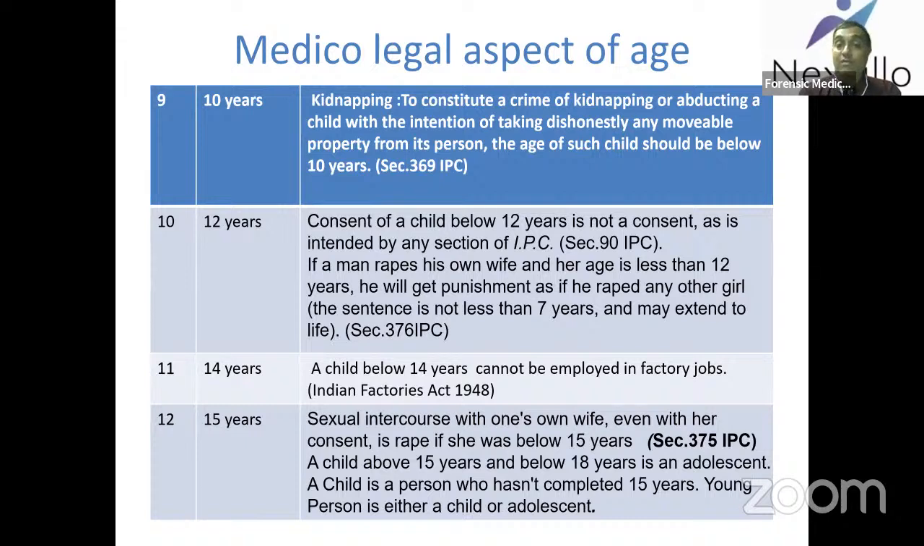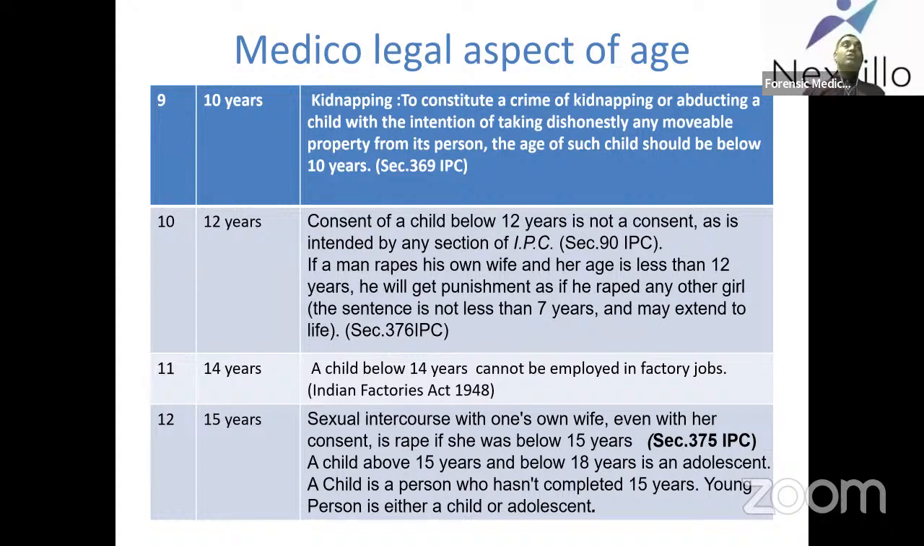Then 12 years of age: the consent of a child below 12 years is not a consent, as intended by any section of the Indian Penal Code, like Section 19 IPC. If a man rapes his own wife and her age is less than 12 years, he will get punishment as if he raped any other girl. The sentence is not less than 7 years or may extend to life, under Section 376 IPC.